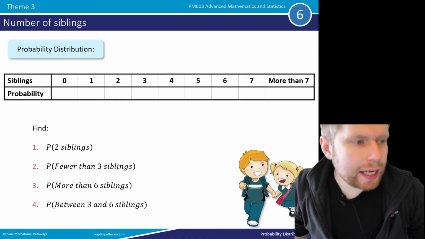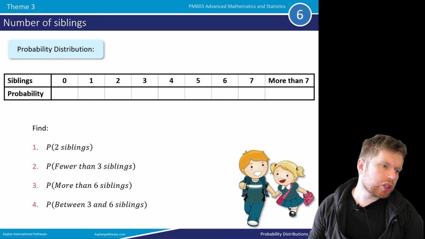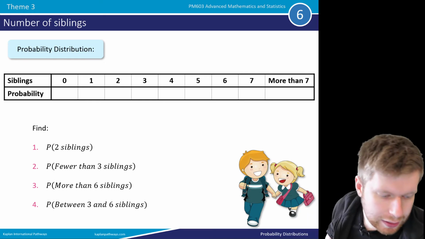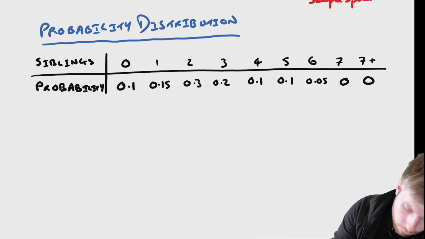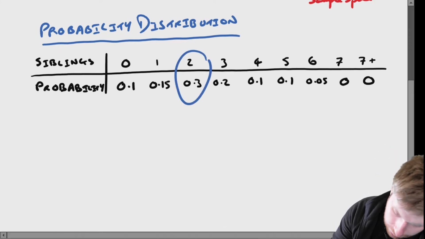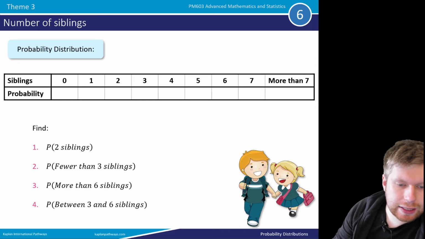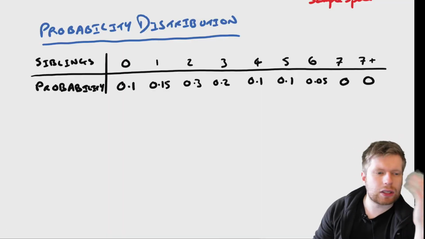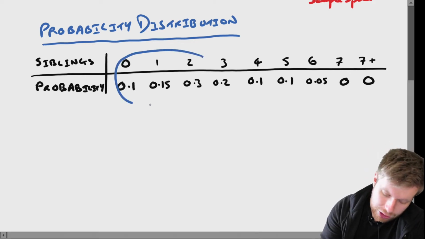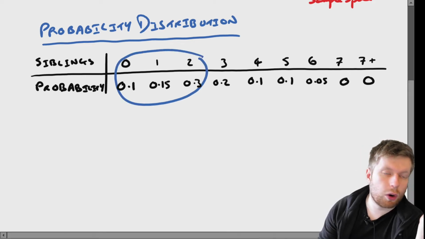Now, if I change this, I want to find out what's the probability of somebody having 2 siblings? Well, the probability of having somebody with 2 siblings is going to be 0.3. So that's going to be 0.3 there. The probability of selecting somebody with fewer than 3 siblings, well, somebody with fewer than 3 siblings, I would interpret that as either having 2 or 0 siblings, or 1 sibling.